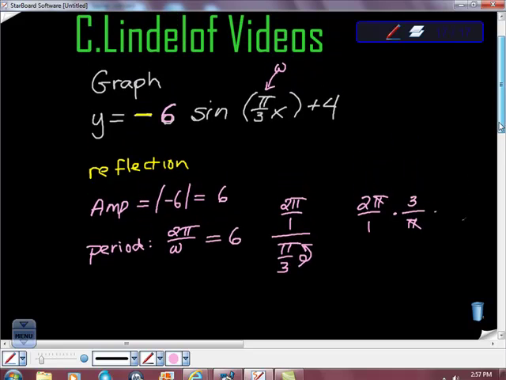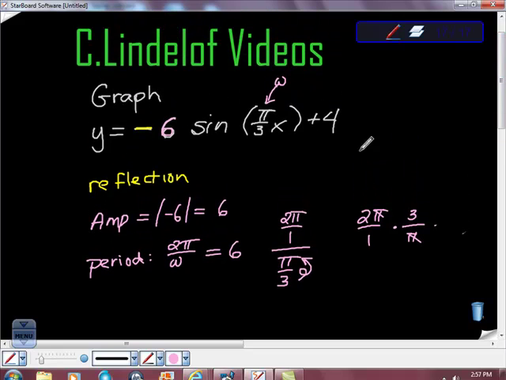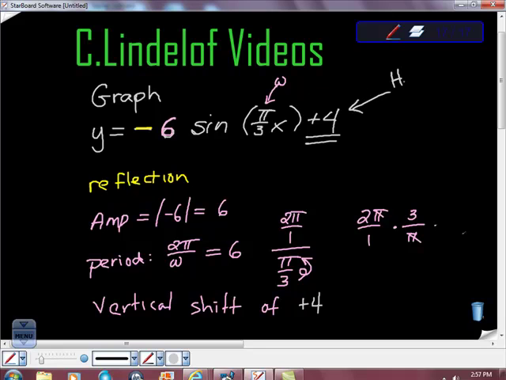Now, also we have a vertical shift of +4. That's this +4 right here. And this will really help you. This also is your horizontal axis of symmetry, y is equal to 4. I'll show it to you really quick. So this is how I'm going to graph this.